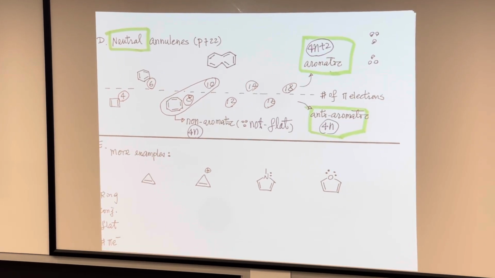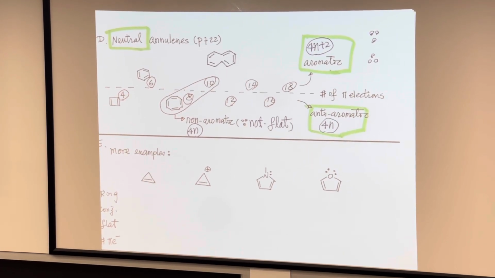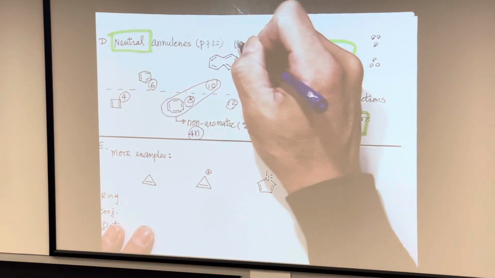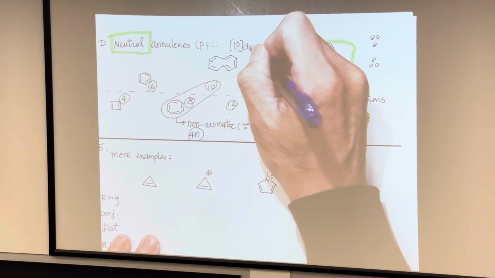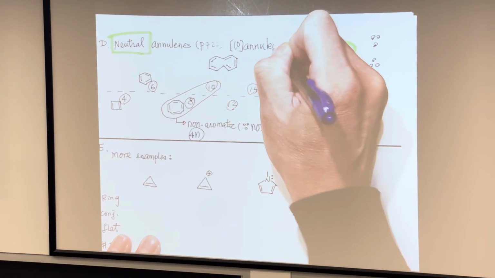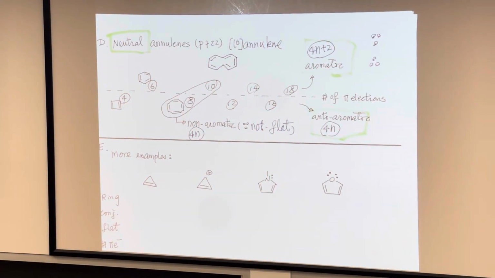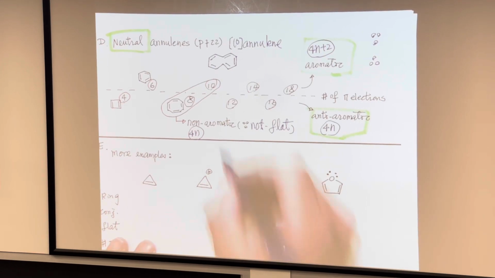The other one is the 10-annulene. We got brackets and then annulene, A-N-N-U-L-E-N-E. That's the name. We got the 8-annulene and the 10-annulene. Let's put the 8.